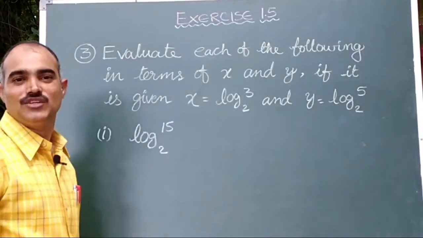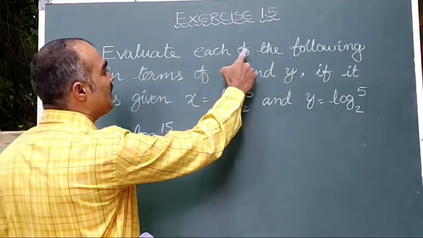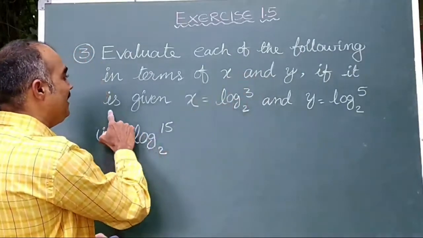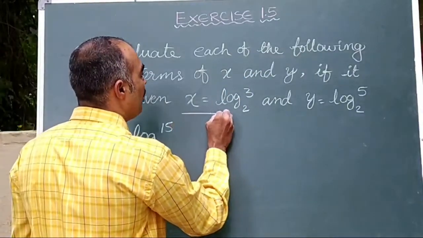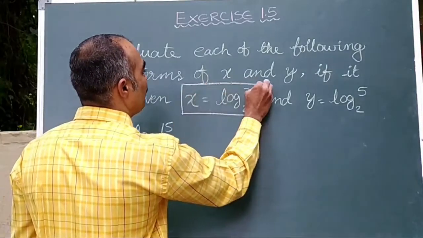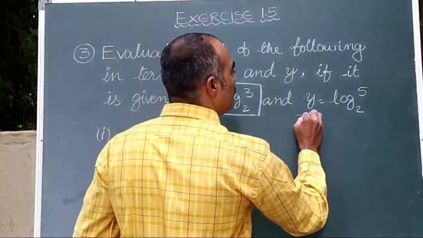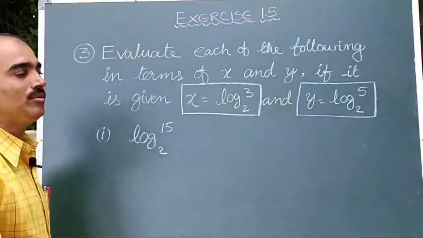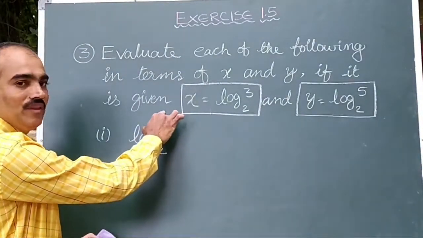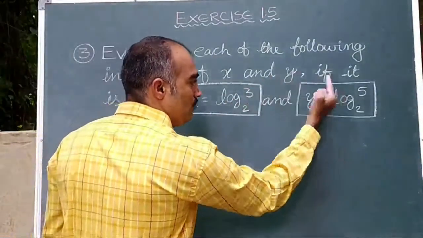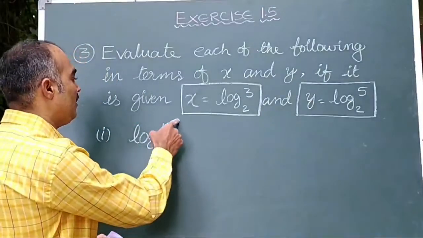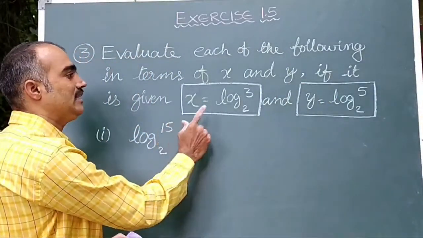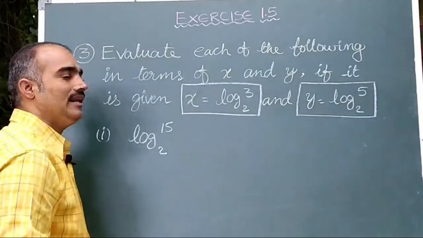Now, let us see the next question, that is question number 3. Evaluate each of the following in terms of x and y, if it is given that x is equal to log 3 base 2 and y is equal to log 5 base 2. Here it is very simple, children. Convert this problem in terms of log 3 and log 5. In simple words I am saying, convert 15 in terms of 3 and 5. Just think, simple, 15 is equal to 3 into 5, isn't it? So, we can use it directly.